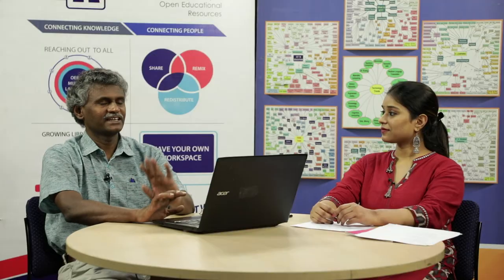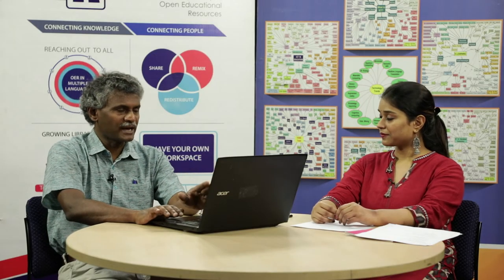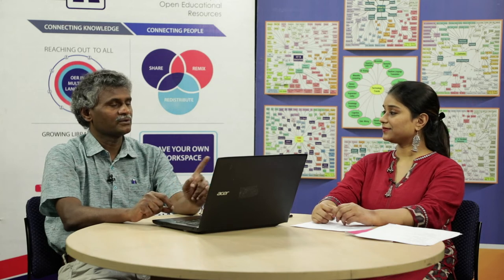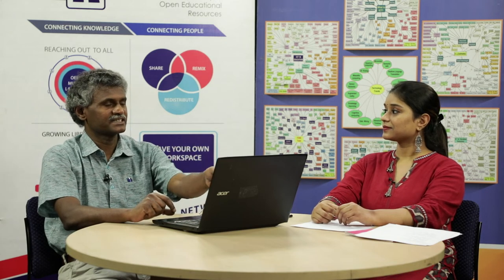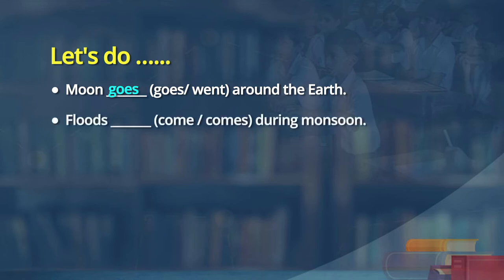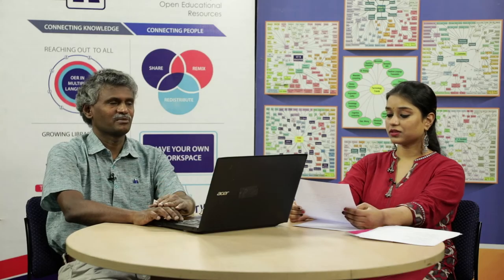Now let's do some more exercises so that our learners also do and understand it. Okay, let's look at the sentences here. I read out, you have to supply the most appropriate form which denotes present tense. Okay, sir. Now look at the sentences which appear on the screen. Moon goes around or went around the earth? Moon goes around the earth. Floods come or comes during monsoon? Floods come during the monsoon.